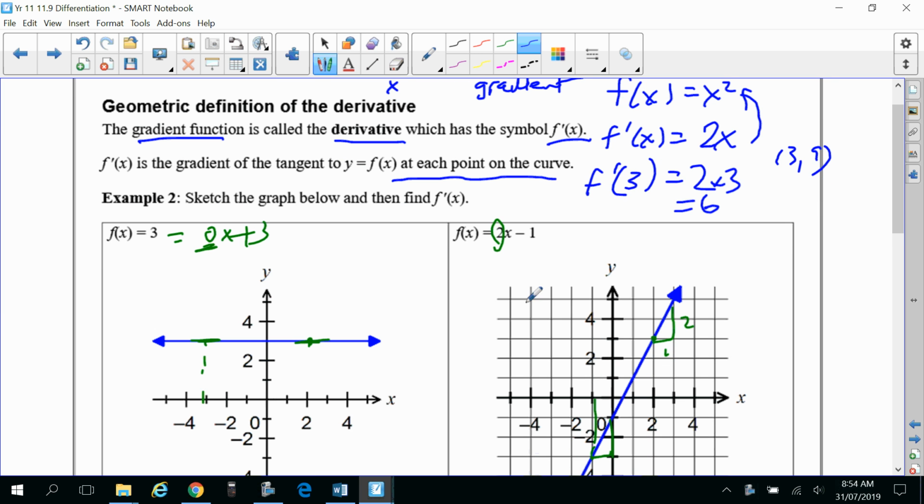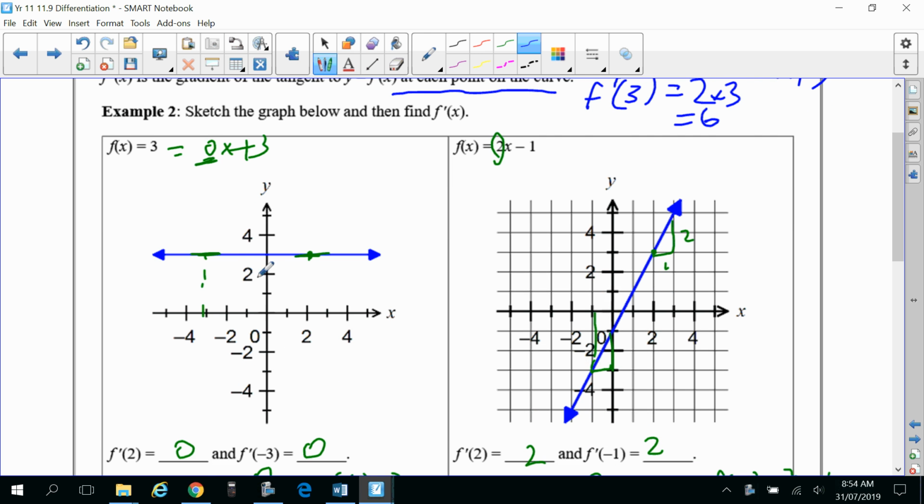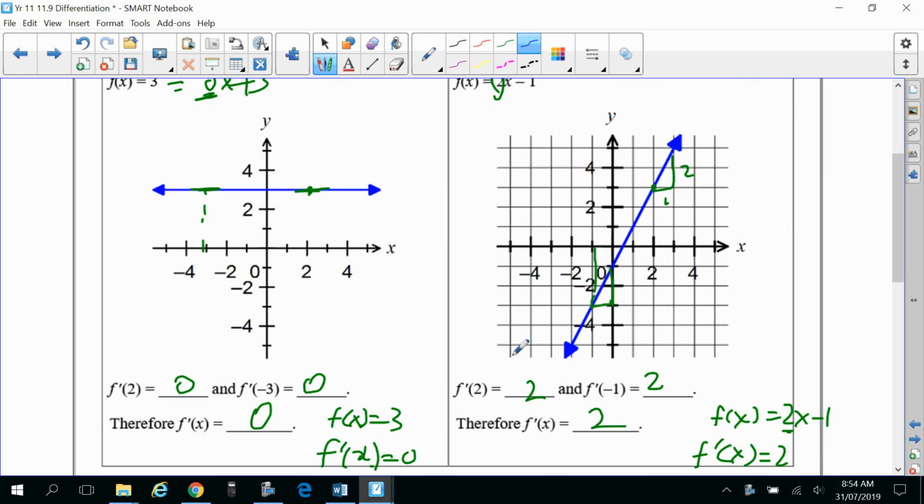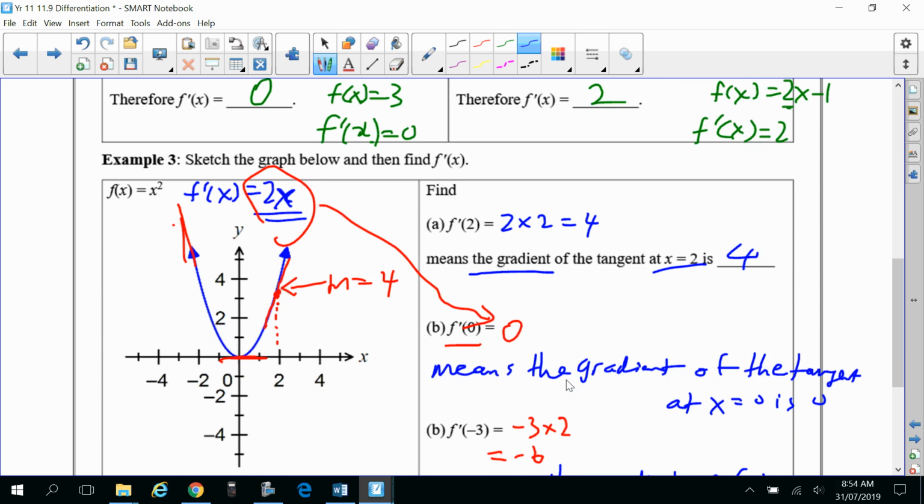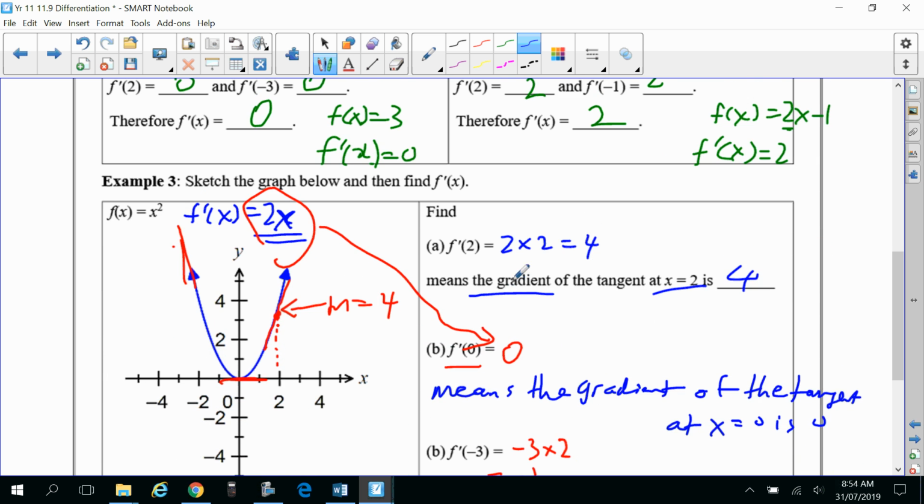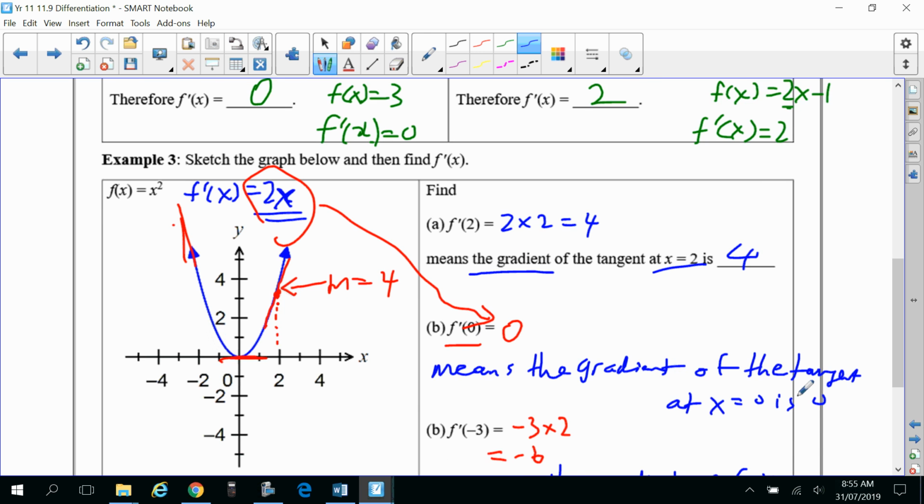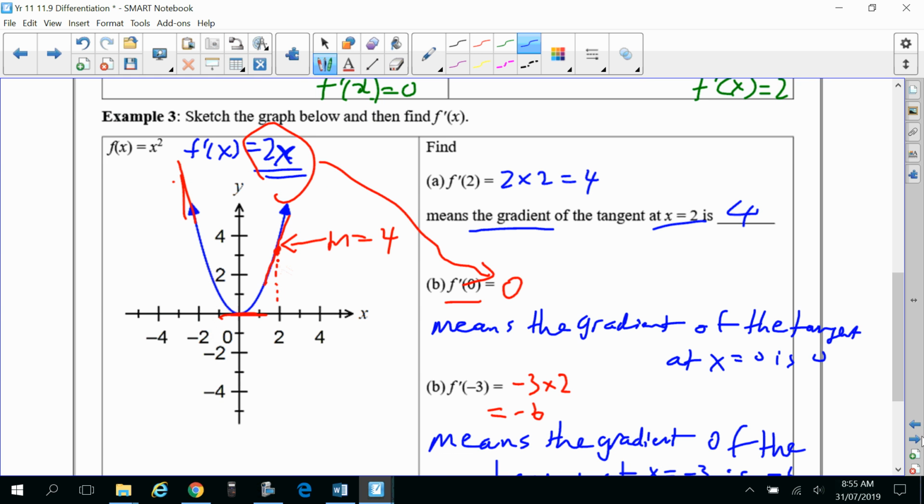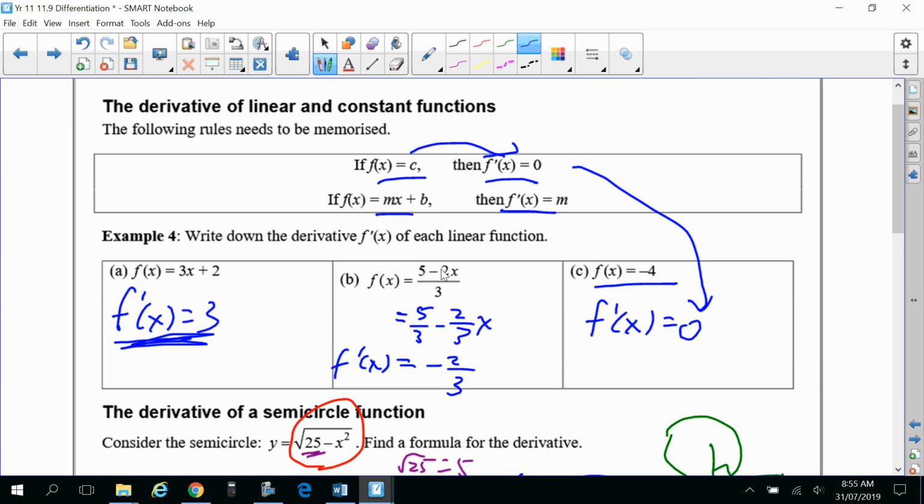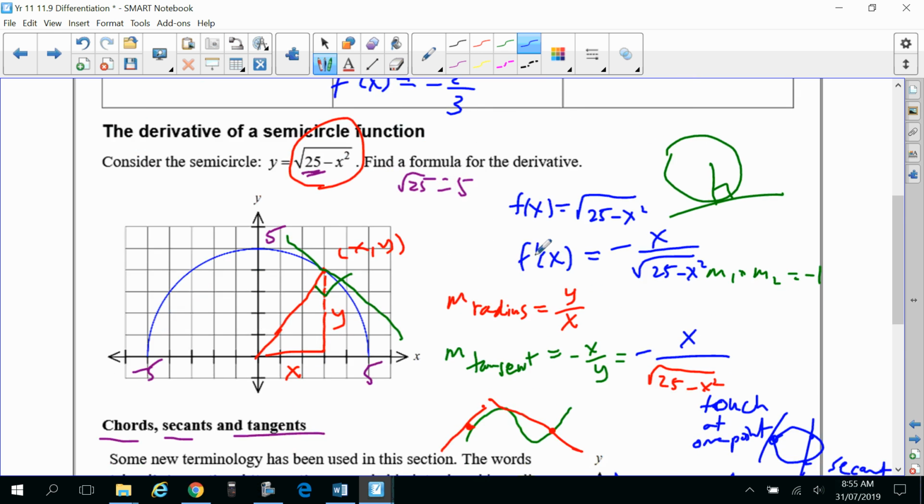And then we found out that the gradient function for the linear function, this horizontal line and this line, can be found easily without calculus. But then we can express it using the derivative notation. Okay, that's cool. And remember, whenever you substitute the number into the derivative, it tells you the gradient of the tangent at a particular point. Hence, it is the gradient function. So the gradient function simply maps the x value to the gradient.